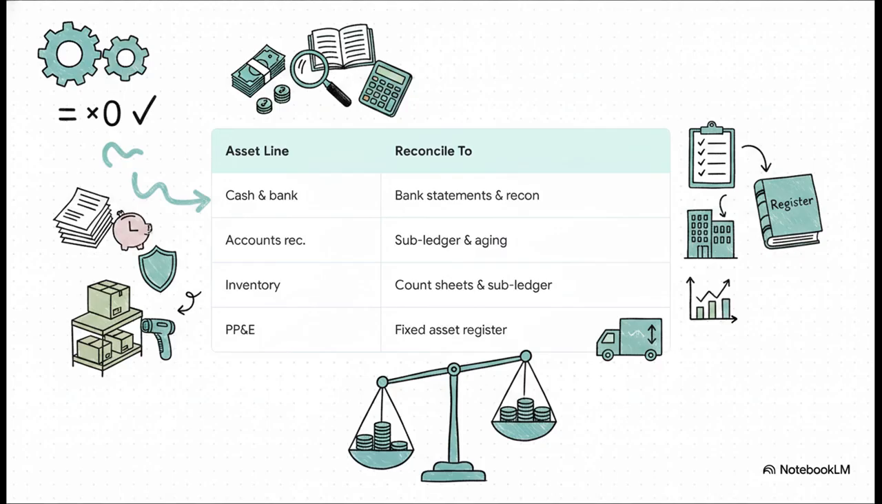Your asset lines require serious, rigorous cross-referencing. Cash and bank balances. They tie back to the bank statements plus a bank reconciliation work paper. Accounts receivable needs the subledger, the aging report, and the allowance schedule. Inventory means physical count sheets, costing records, and its subledger. And your property, plant, and equipment, that has to reconcile to the fixed asset register, capturing every single addition, disposal, and all the depreciation run for the specific period.